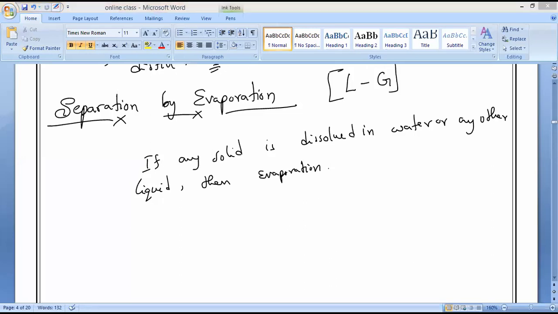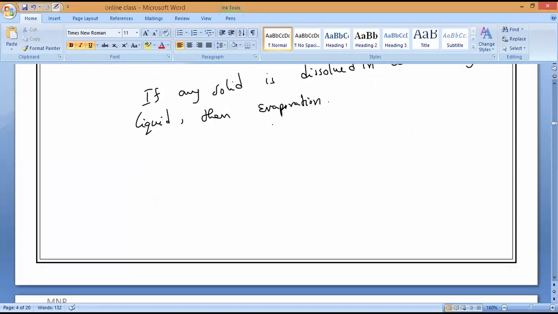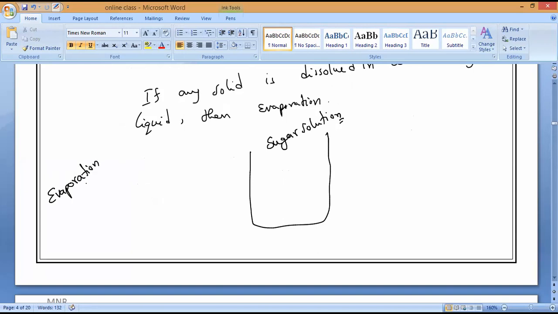Now, observe very carefully. If the dissolved solid substance is left as a solid, then the liquid has evaporated. For example, I have a sugar solution. Now, first of all, I want to know: is evaporation a natural process or a man-made process? Natural process. Do you understand?